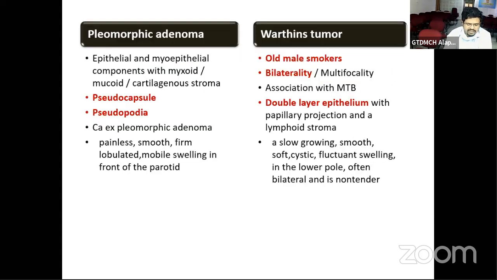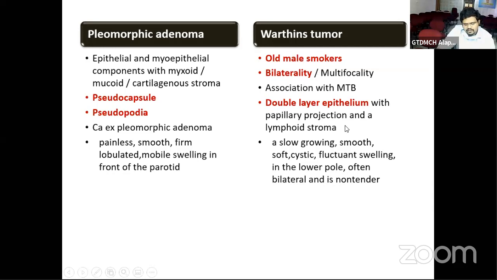Okay. Some points relating to the pleomorphic adenoma. As the name says, it's pleomorphic. There are multiple types of cells: epithelial cells, myoepithelial cells, cartilaginous cells. They usually have a pseudocapsule around the tumor, and there are pseudopodia. Pseudopodia means the tumor extends outward from the capsule, like pseudopodia. If long-standing, it can develop carcinoma ex pleomorphic adenoma. It usually presents as a painless, long-standing, smooth swelling in front of the parotid. Warthin's, I already told you about: old age male smokers.